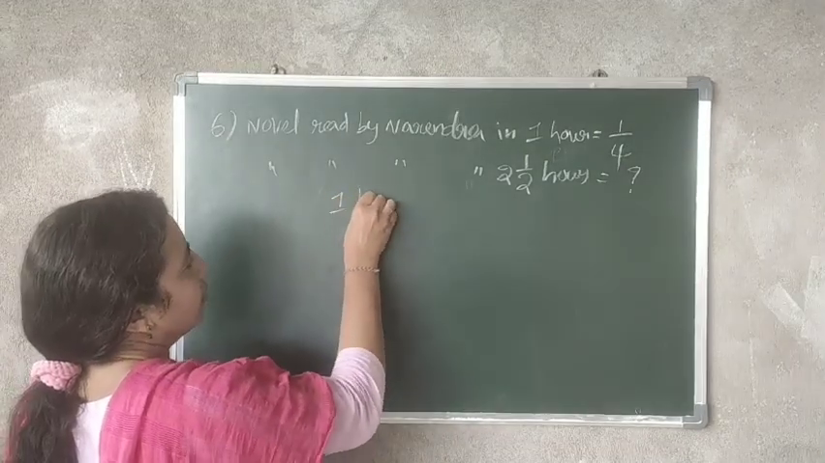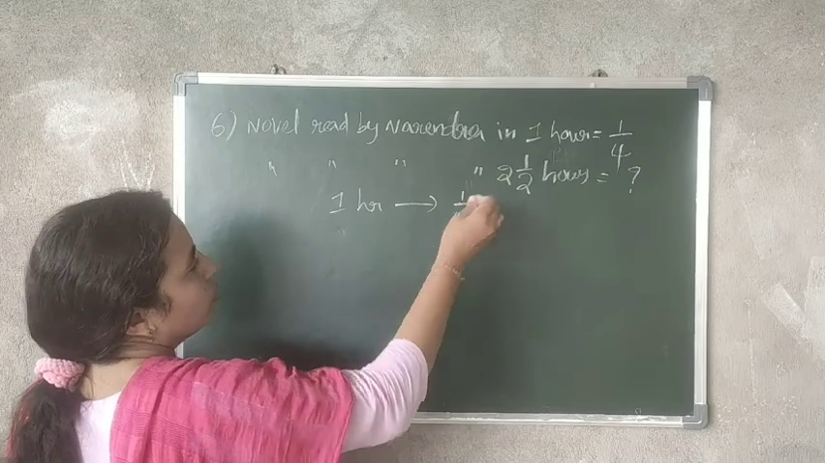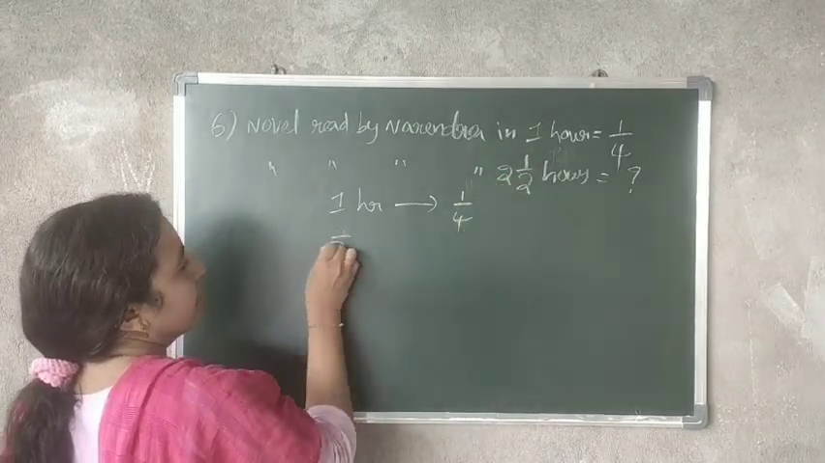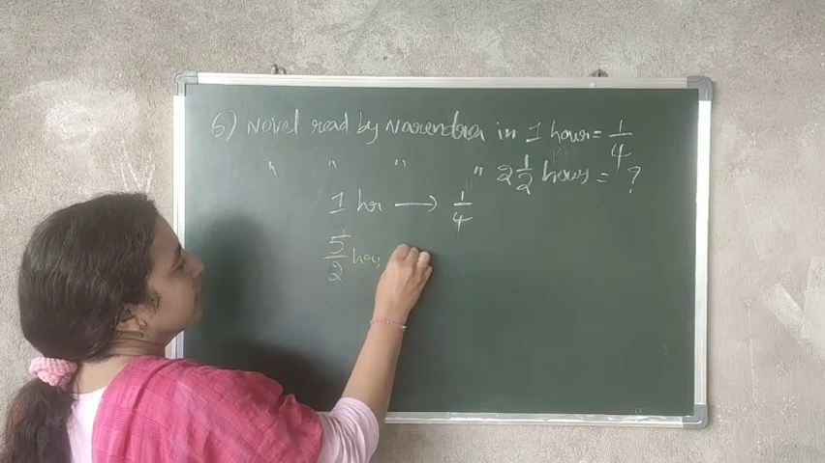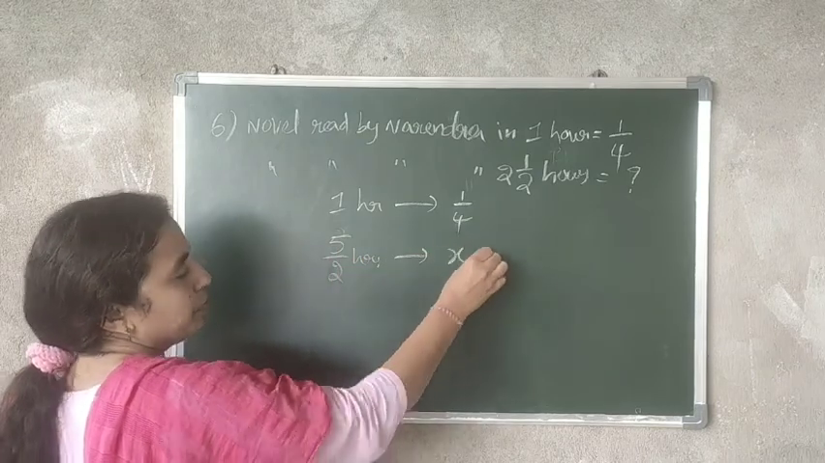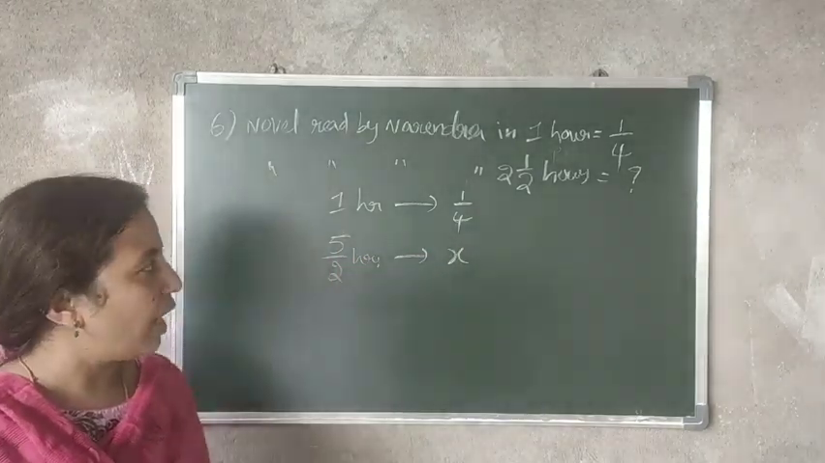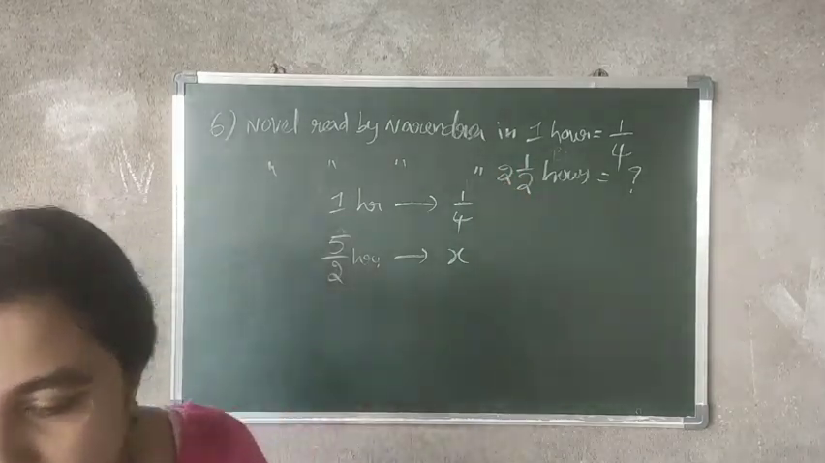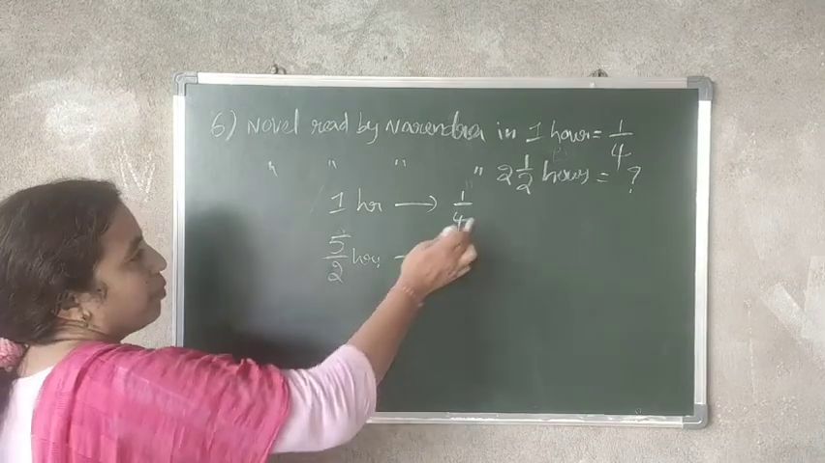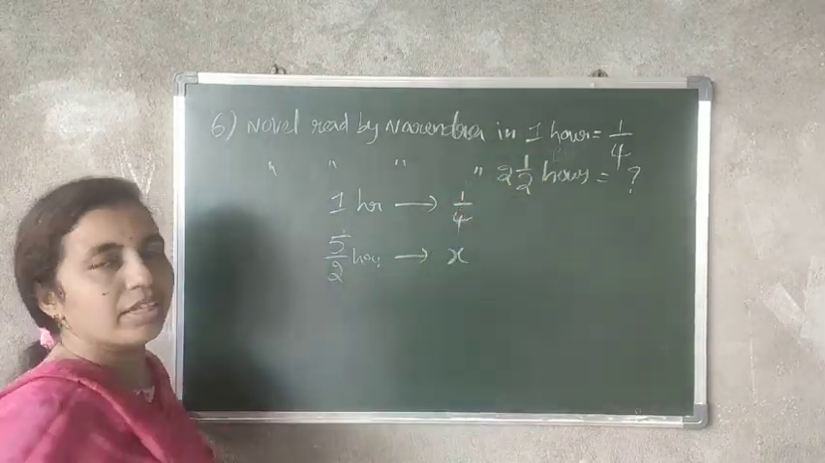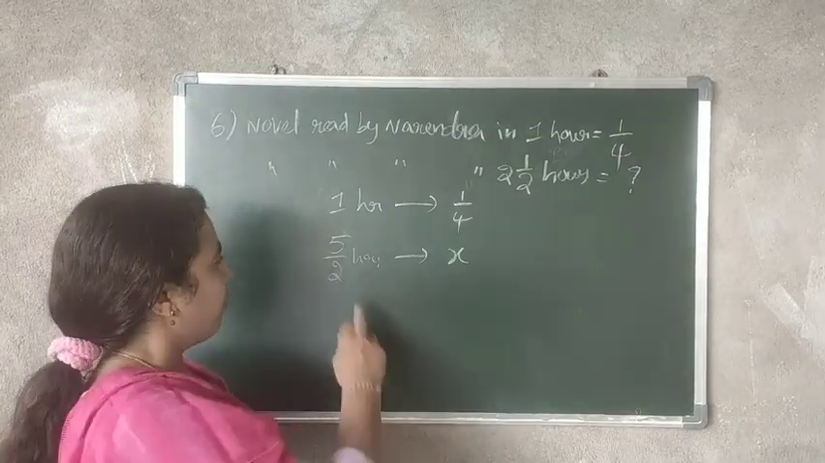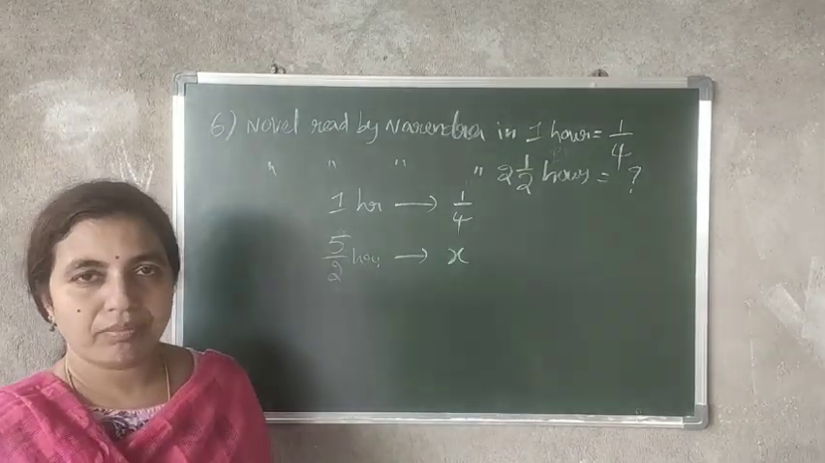In 1 hour, 1 by 4. 2.5 hours means 2 twos are 4, 4 plus 1 is 5. 5 by 2 hours, x. See, convert that into improper fraction. When you convert that into improper fraction, 5 by 2: 2 twos are 4, 4 plus 1 is 5. 5 by 2 hours. In 1 hour it is 1 by 4, and in 5 by 2 hours how much?